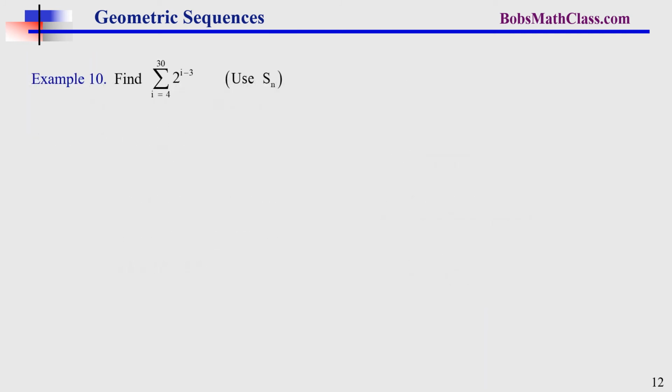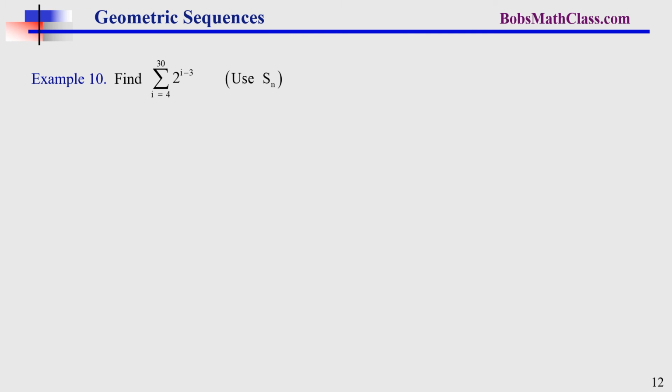Okay, here's another one. Notice that this one has a lower limit of 4. So when we try to find n, we're going to use the top number minus the bottom number plus 1, or the upper limit minus the lower limit plus 1.